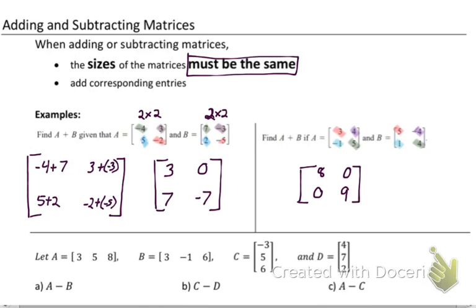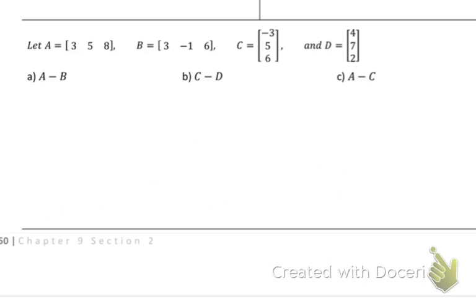Subtraction follows all the exact same rules. They must be the same size, and we're just going to use subtraction instead of addition. So if I'm doing A minus B, I'm going to write out this whole thing again. I'm going to note that they're 1 by 3, and the other one's 1 by 3, so I can subtract them.